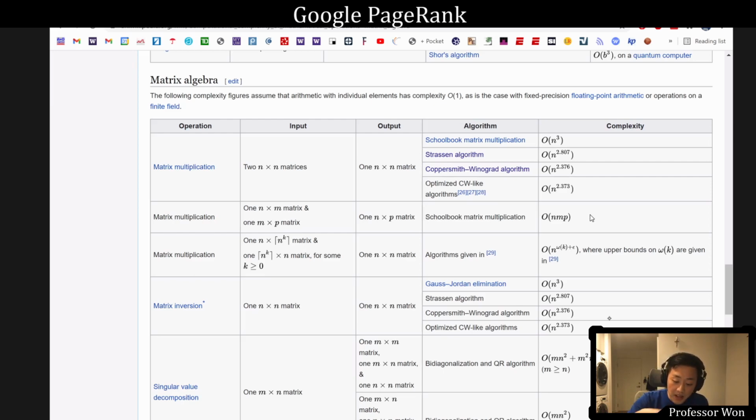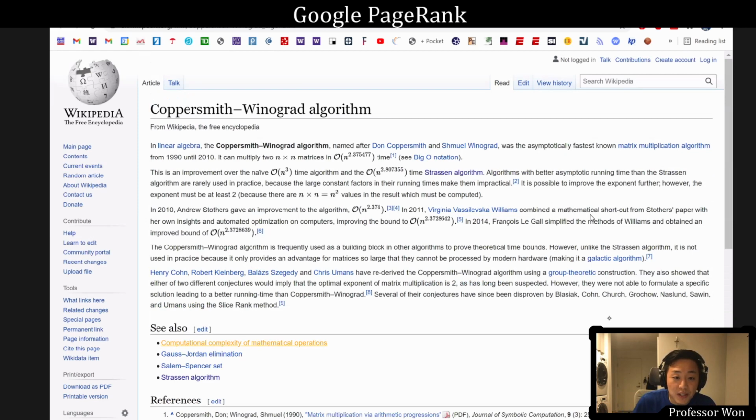Then there's this Coppersmith-Winograd algorithm, which is 2.375477 for the exponent. But notice that what this says is the asymptotic running time. In other words, if n is huge, then Coppersmith-Winograd is better than Strassen. But there's a large constant factor, and so for relatively smaller matrices, Strassen's algorithm is actually still better, or more practically used in practice.